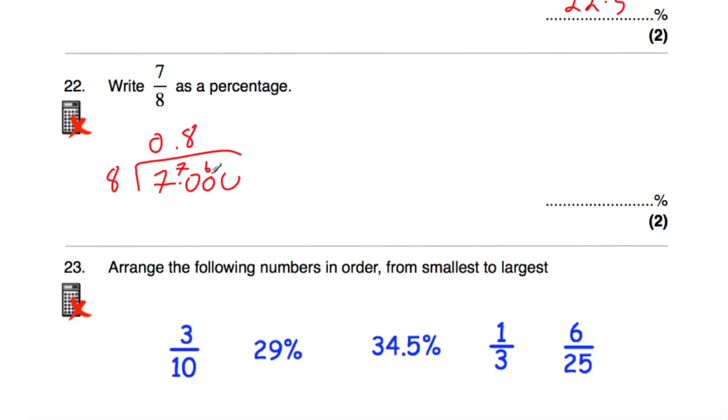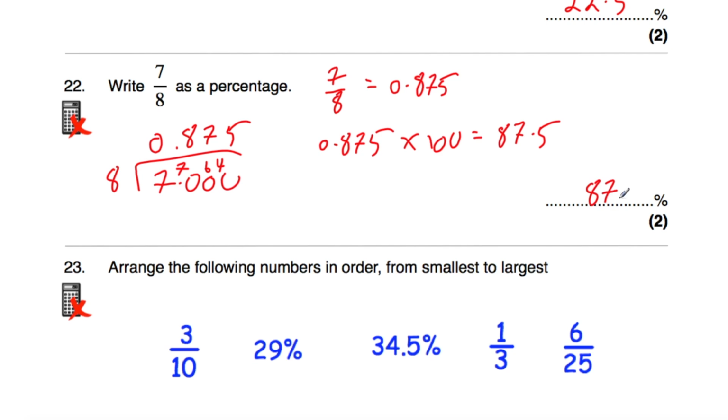Then how many 8s go into 60? Well, 8 times 7 is 56, so that's going to be 7. So that's 56, remainder 4. And then how many 8s go into 40? That's going to be 5. So 7/8 as a decimal is equal to 0.875. Now let's change that decimal into a percentage. So 0.875 times 100, moving the digits 2 columns to the left, would be 87.5. And that means our answer is 87.5%. And that's it. So 7/8 as a percentage is equal to 87.5%.